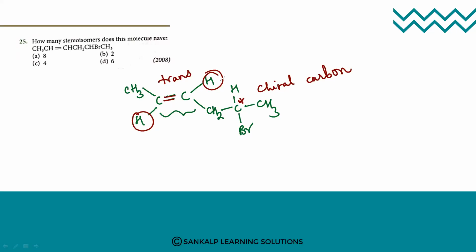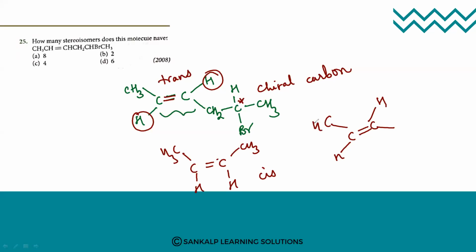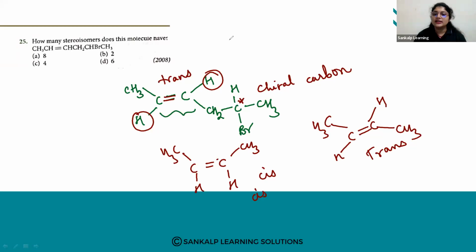When the same atoms are positioned opposite to each other, then they are called trans. If they are placed like this, then they are called cis. This is cis. Okay, what is trans? So this is trans, this is cis. So when similar atoms are present across the double bond, it is called trans, and when they are on the same side, it is called cis.